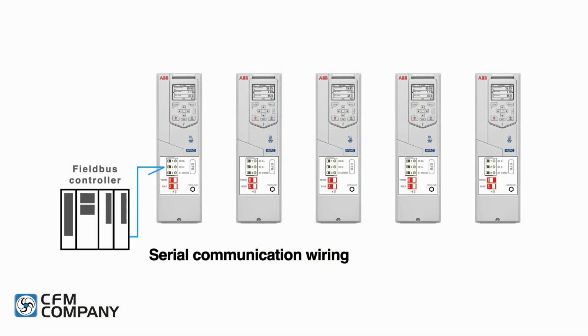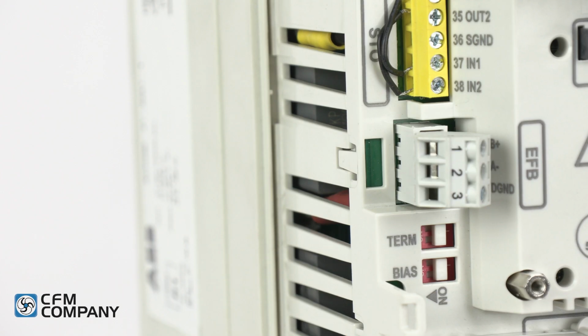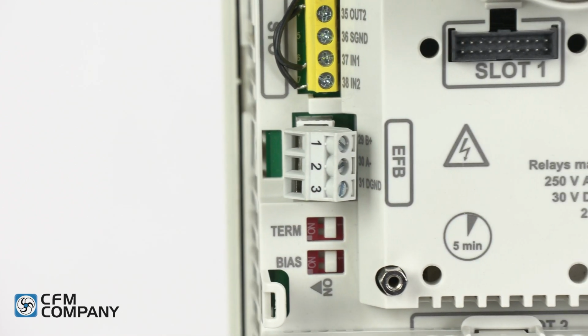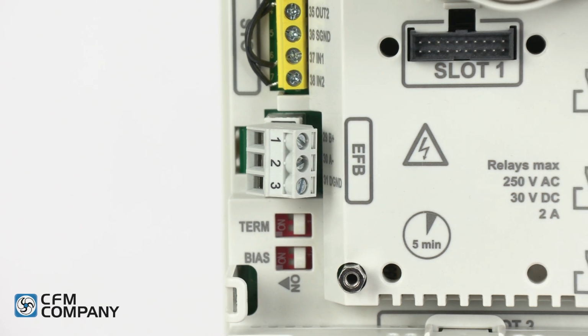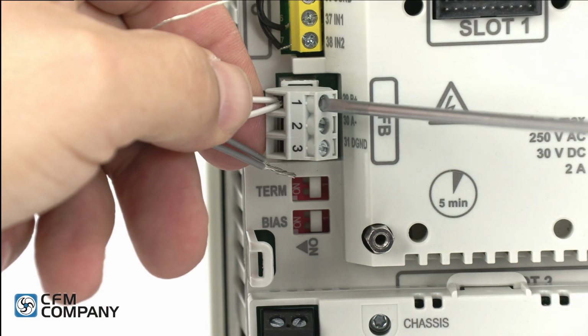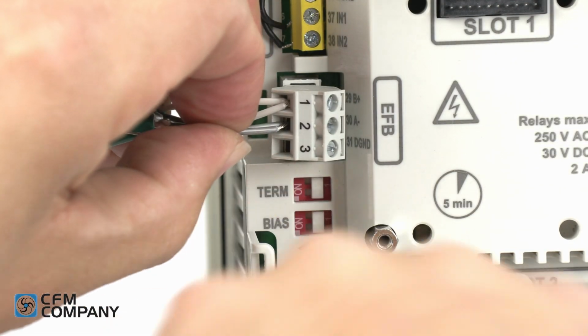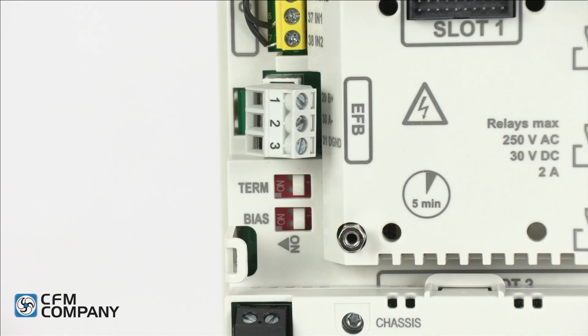If multiple devices will be connected to the network, the communication wires must be daisy-chained. The serial communications wires will be landed on the removable Embedded Fieldbus terminal labeled EFB. Connect the positive network wire to terminal 29, labeled B+. Connect the negative network wire to terminal 30, labeled A-. For 3-wire communication networks, connect the optional reference wire to terminal 31, labeled DGND.